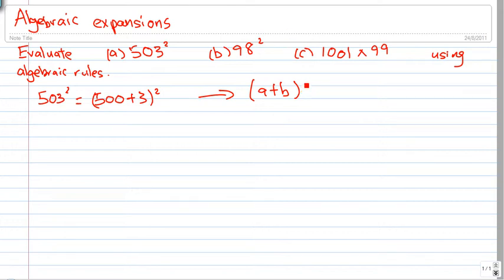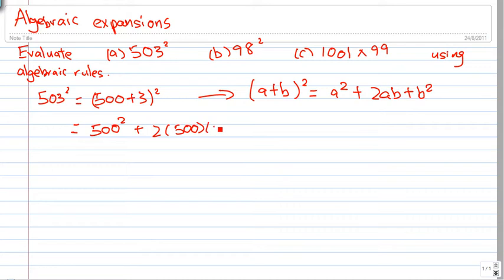This (500 plus 3) squared resembles this identity, which gives you a squared plus 2ab plus b squared. So we use the identity to help us expand this. What we get is 500 squared plus 2 times 500 times 3 plus 3 squared.